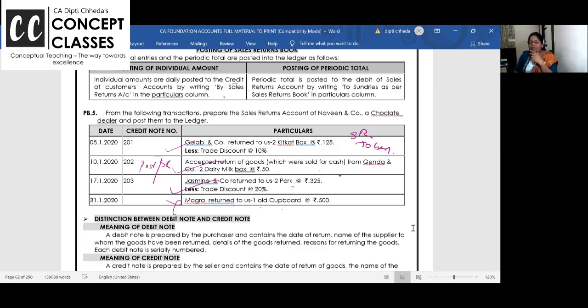When you finish, tell me I'm here only. What's the total of the sales return book? That you should say. Karu, do the fifth problem and tell me what's the total of the sales return.